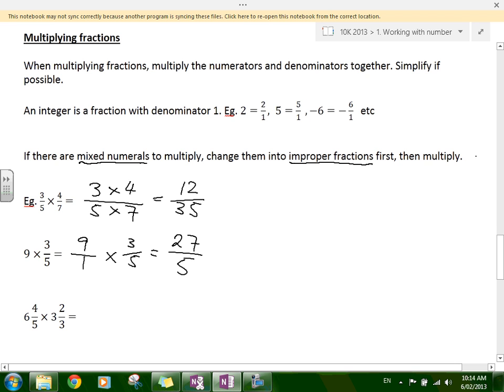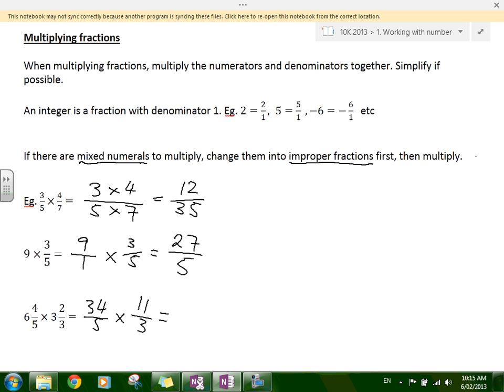The final one here, we first need to change them into improper fractions, since they are mixed numerals. So we take the steps that we've been working on already. 6 times 5 is 30, add it to 4, so it's 34 over 5, times 3 times 3 is 9, plus 2 is 11 over 3. Okay, what's 11 times 34? Don't expect you to know this. 11 times 34 is, Adriana? 374. And then 3 times 5 is 15.